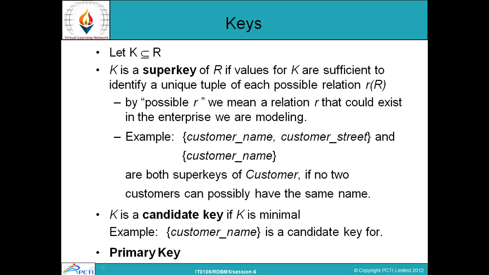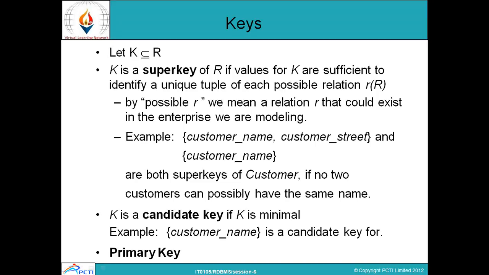First we need to know about keys before applying queries. In the key, K belongs to R. Here the key is a super key of R if the values of K are sufficient to identify a unique tuple of each possible relation r(R). By possible r, we mean a relation r that could exist in the enterprise we are modeling. Consider an example: customer name and customer street together are a super key of customer, if no two customers can possibly have the same name.